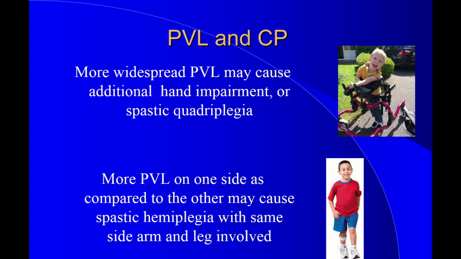And then you can get every combination. You can have very asymmetric PVL where the legs are really involved on both sides, but only the left arm. And so you can have every variation of these combinations of body parts, all related to PVL. Really, the only thing that doesn't happen is sparing of the legs.